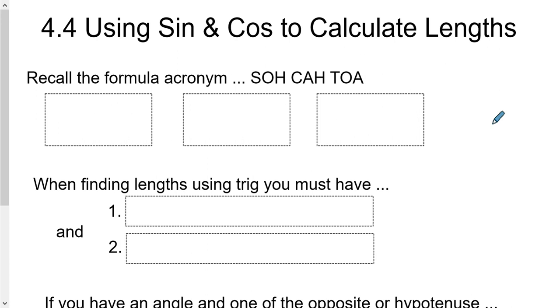Hello and welcome back to our fourth trigonometry lesson. We are going to use sine and cosine ratios to find some unknown side lengths.